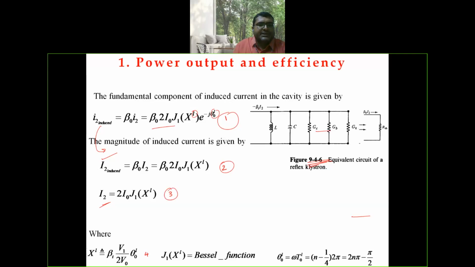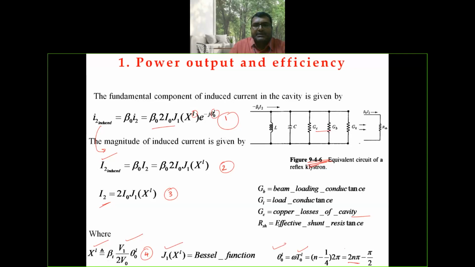Here x dash is the bunching length in reflex klystron oscillator, J1 of x dash is the Bessel function, and theta naught dash is omega t naught dash, that is round trip transit time, 2 pi n minus 1 by 4, that is equal to n pi minus pi by 2. This equation we already discussed in the previous lecture. Here in the equivalent circuit, GB is the beam loading conductance, then the copper loss of cavity, and the effective shunt resistance.